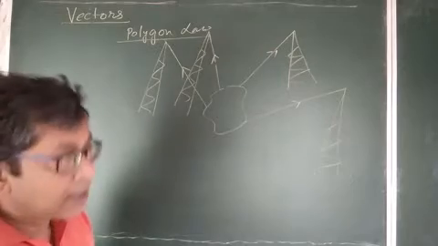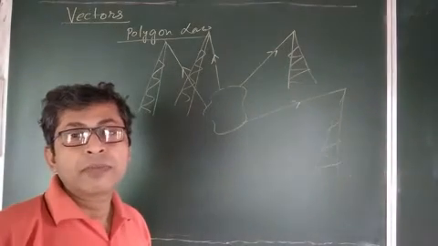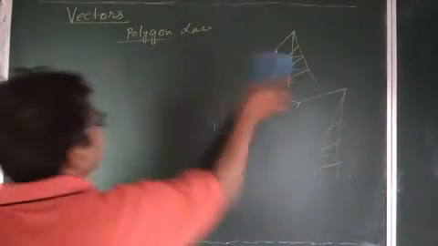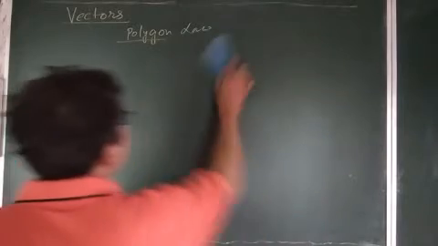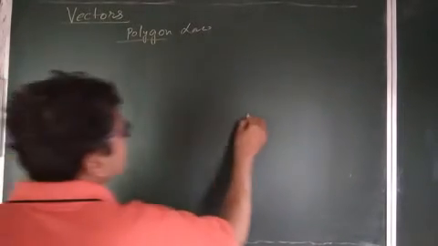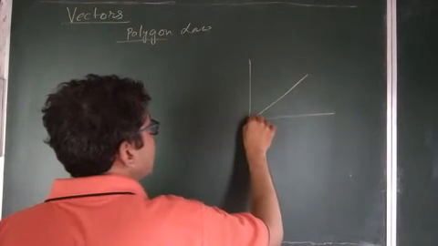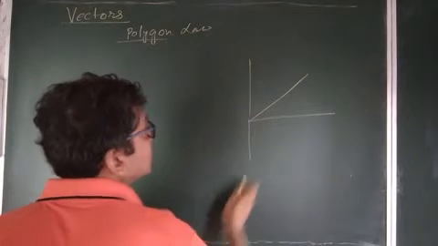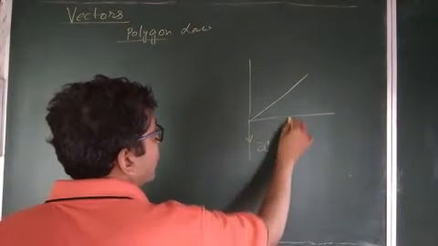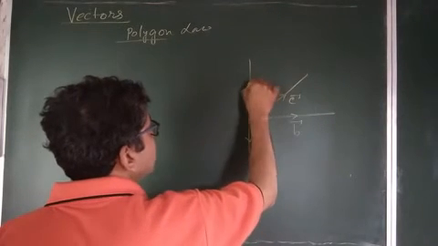For this, there is a theoretical idea and a practical approach. What is that theoretical idea? That theoretical idea is the polygon law. Suppose these are the forces acting from a certain point. Suppose this force is denoted by the A vector, this is the B vector, this is the C vector, and this is the D vector.